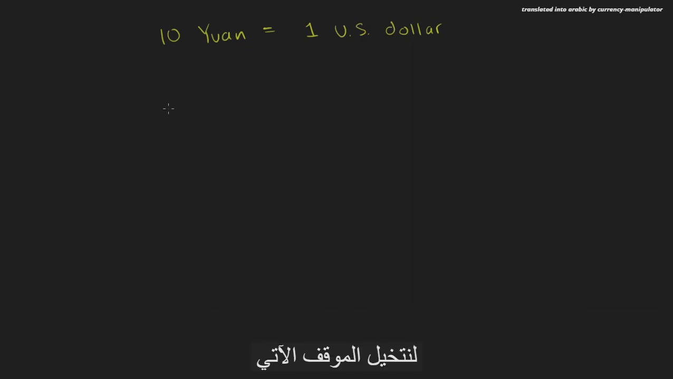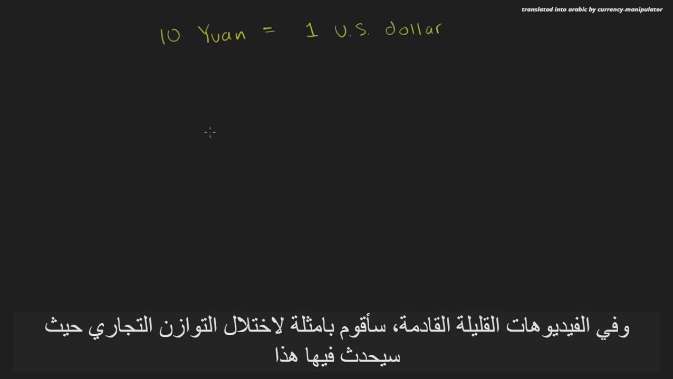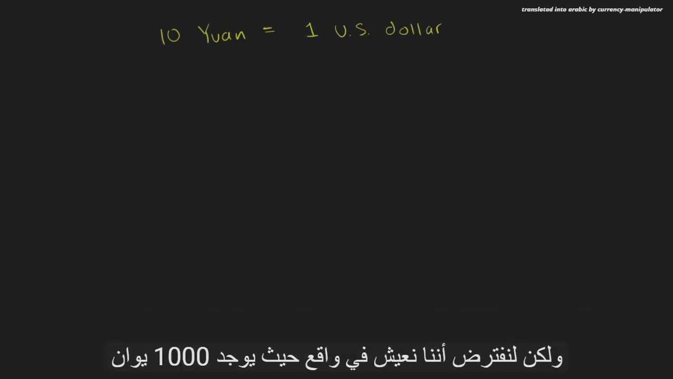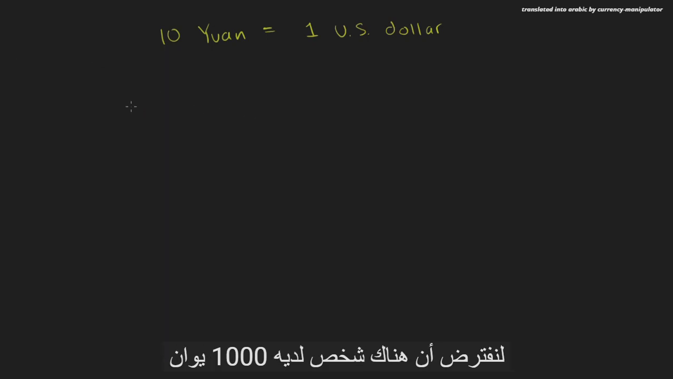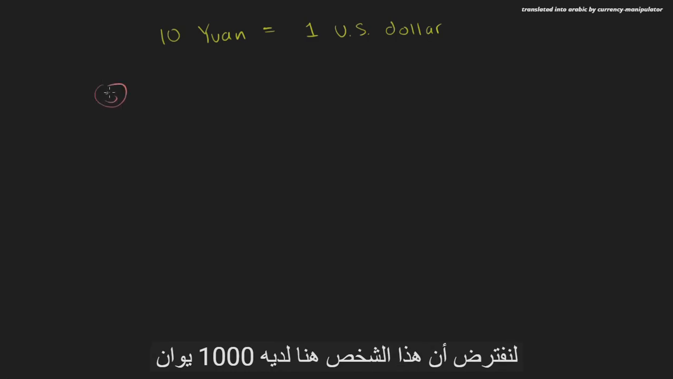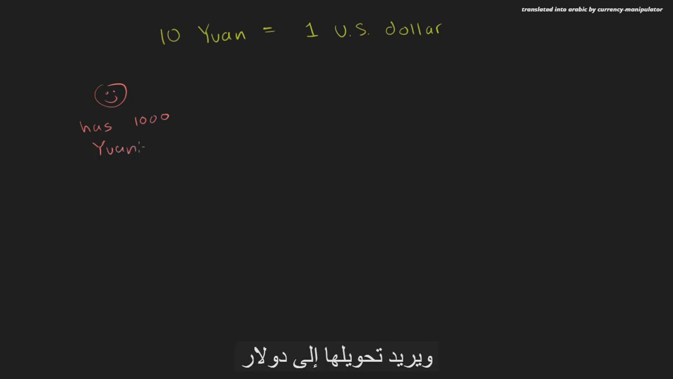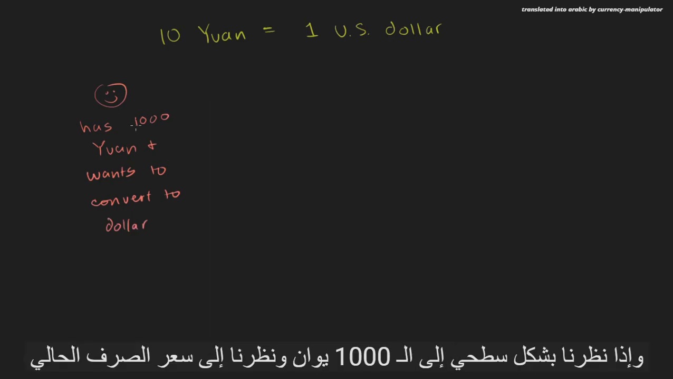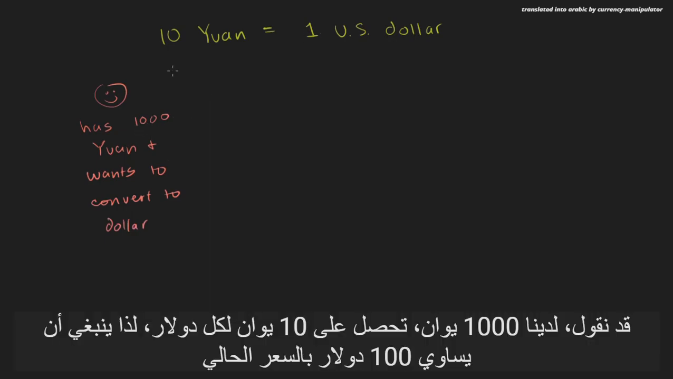Now let's imagine a situation, and in the next few videos, I'll construct actual trade imbalances where this would actually happen. Let's say someone has 1,000 yuan. Let me write over here: has 1,000 yuan and wants to convert to dollars. If we just superficially looked at this 1,000 yuan and the quoted rate of 10 yuan per dollar, that should be $100 at the quoted rate.